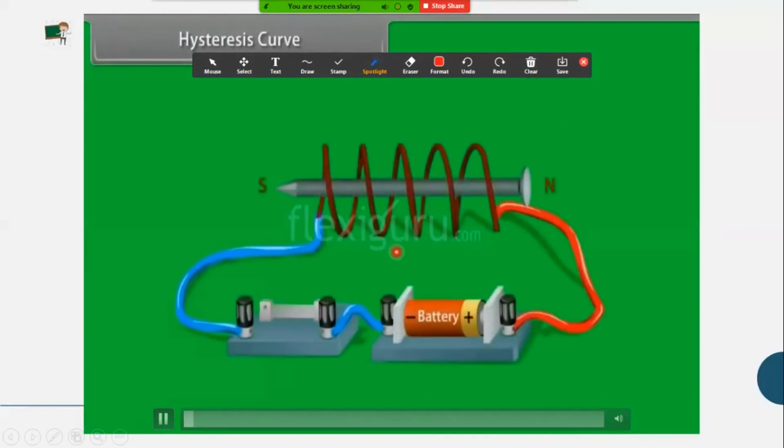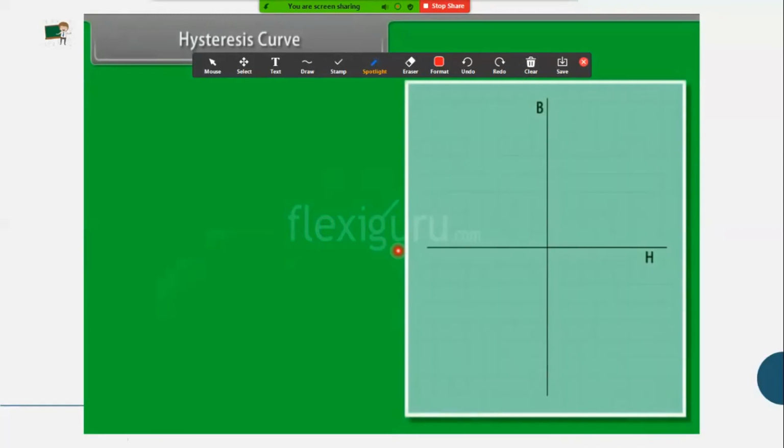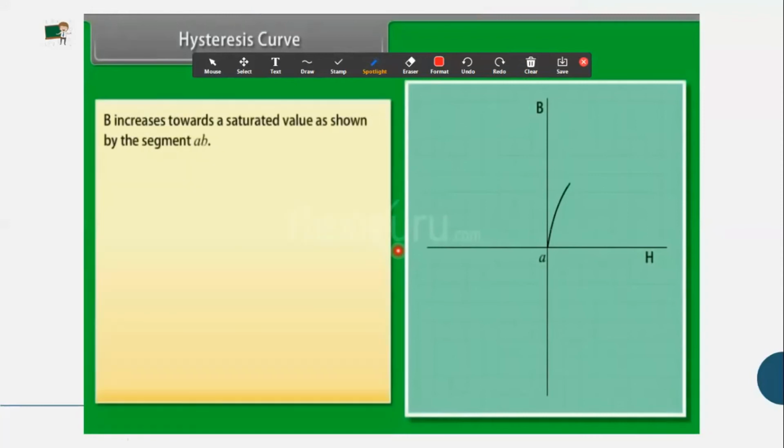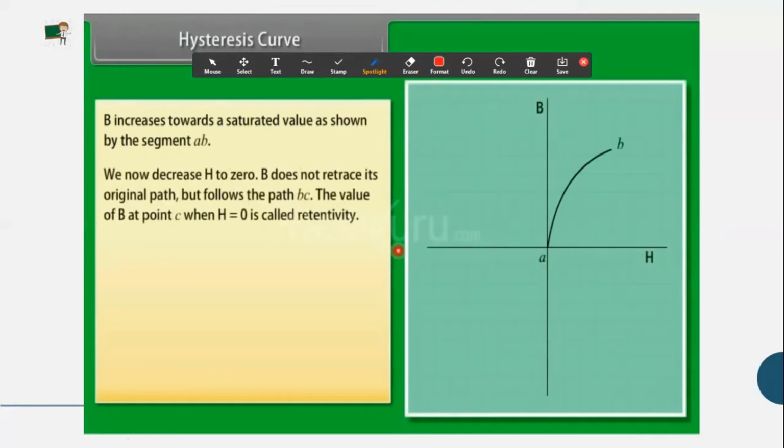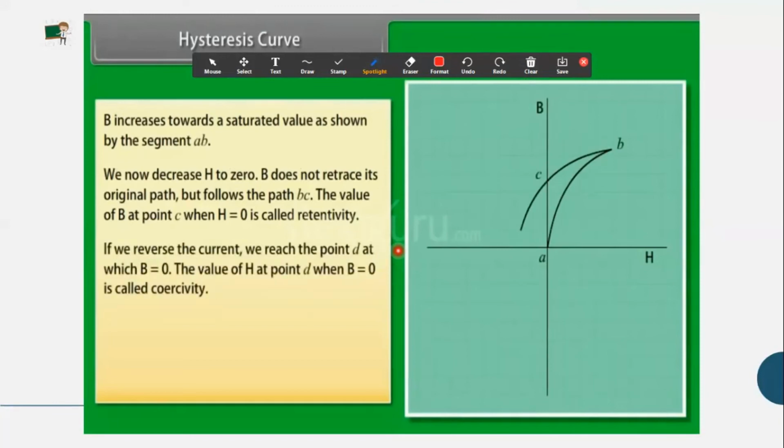Hysteresis curve. We consider a ferromagnetic material inserted in a solenoid. Initially, both H and B are zero. We increase H by increasing the current. The magnetization and hence B increases to its saturated value as shown by the segment AB. We now decrease H to zero. B does not retrace its original path but follows the path BC. The value of B at point C when H is equal to zero is called retentivity. If we reverse the current, we reach the point D at which B is equal to 0. The value of H at point D when B is equal to 0 is called coercivity.